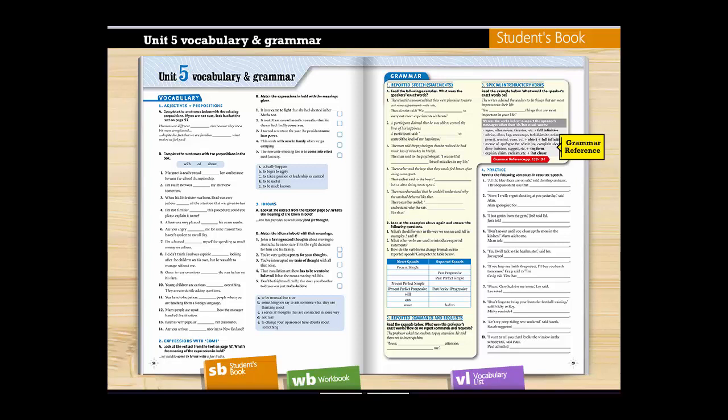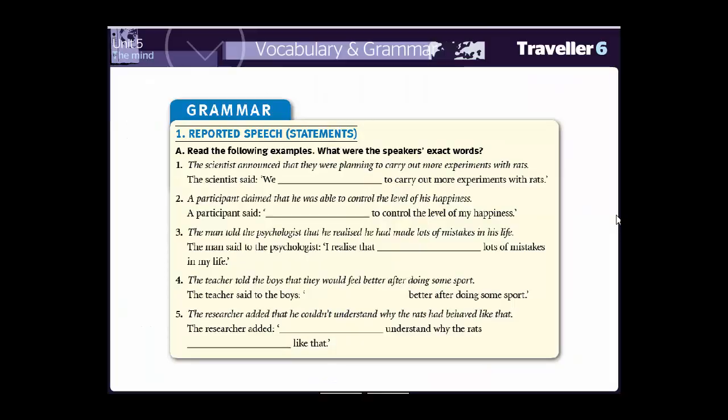Dear students, with our new lesson today, reported speech statements. Read the following examples. What were the speaker's exact words? Number 1. The scientists announced that they were planning to carry out more experiments with rats. We want to know the exact words of the speaker. The scientist said, "We are planning to carry out more experiments with rats."